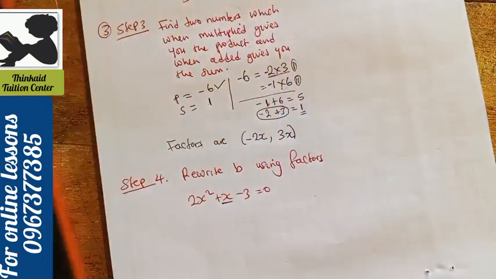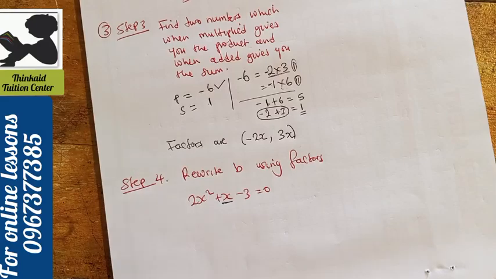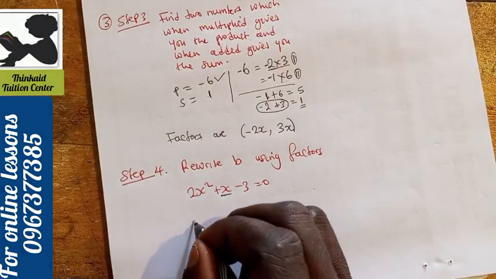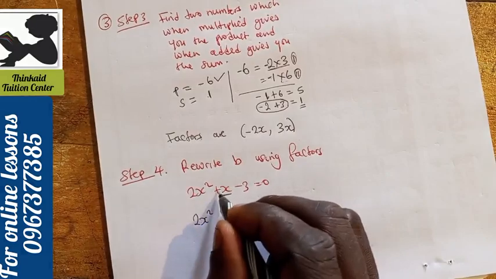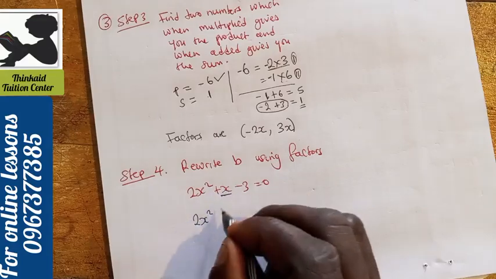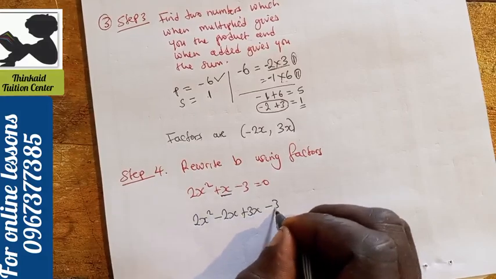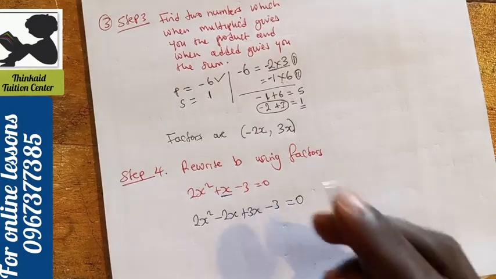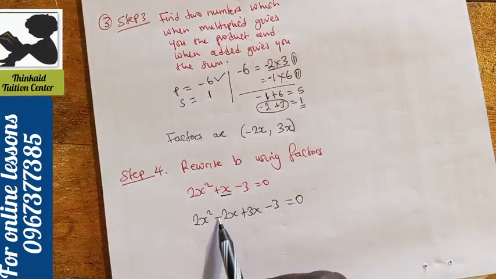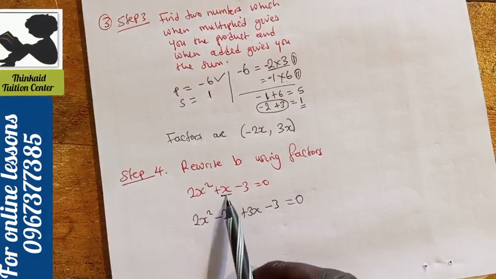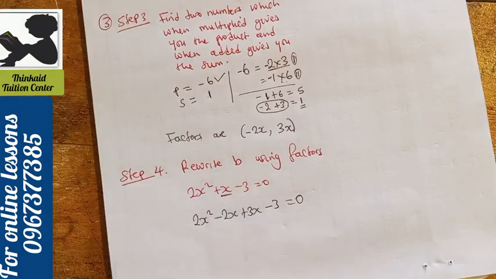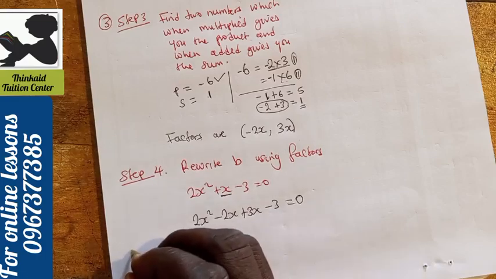So let's go back to our question. Here we're going to rewrite this equation as 2x squared, where there is positive x here, we're going to put our factors, -2x plus 3x minus 3. Dear friends, we have not changed the equation. It's still the same. -2x plus 3x still gives us positive x. The whole purpose of doing this was so that we can have 4 numbers. So we have 1, 2, 3, 4. That's what the word quadratic means. So once you have these 4 numbers, then you go to step 5.